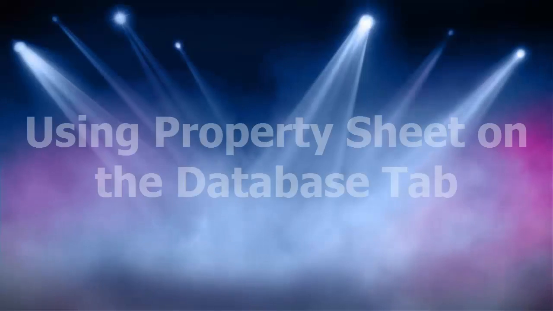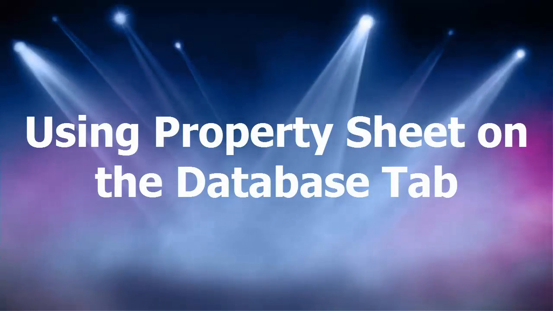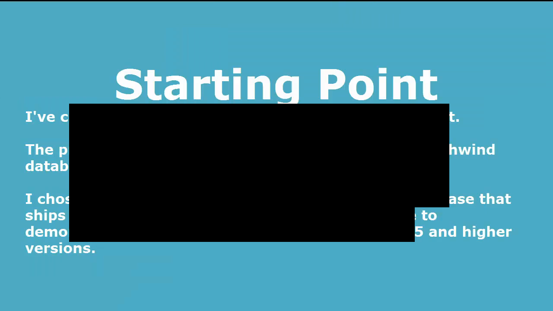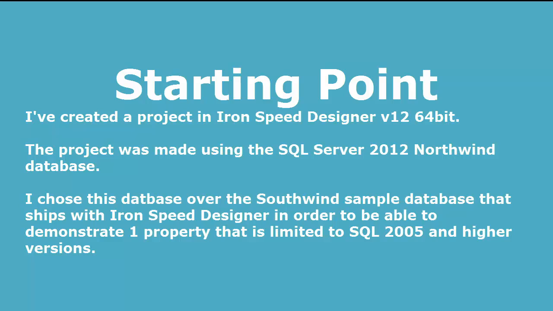In this video, we're going to be talking about using the property sheet on the database tab within an IronSpeed Designer project. As a starting point, I've created a project in IronSpeed Designer version 12, 64-bit. The project was made using the SQL Server 2012 Northwind database. I chose this database over the Southwind sample database that ships with IronSpeed Designer in order to be able to demonstrate one property that is limited to SQL Server 2005 and higher versions. With that said, let's go to the project.